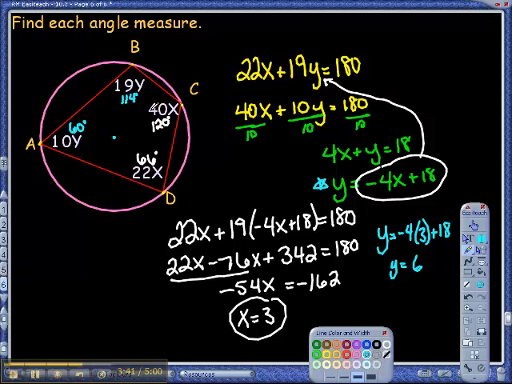And if you check, we know that the sum of all of those interior angles should be 360 degrees. So you can go ahead and check that as well.